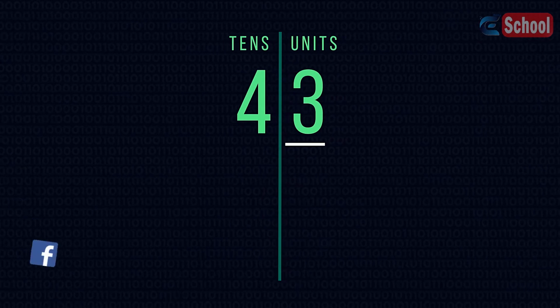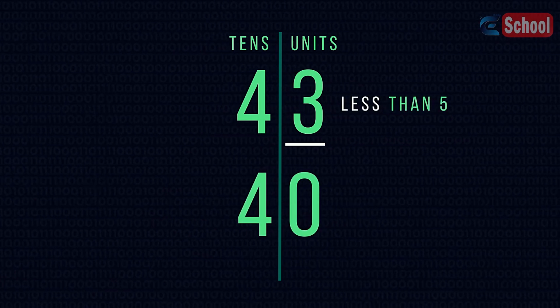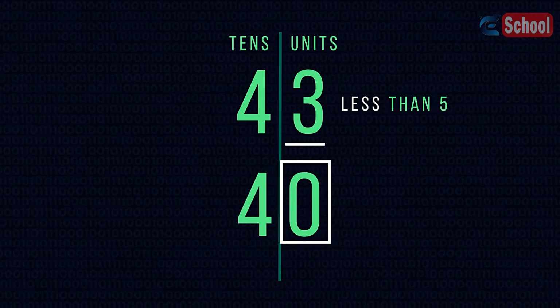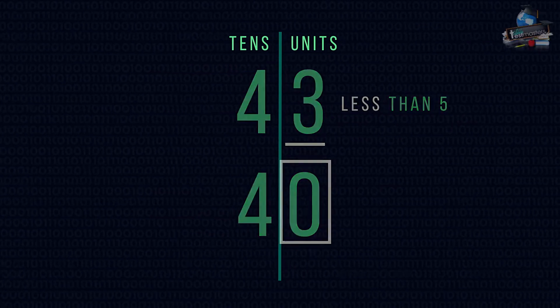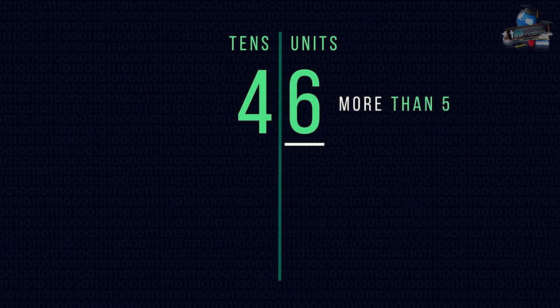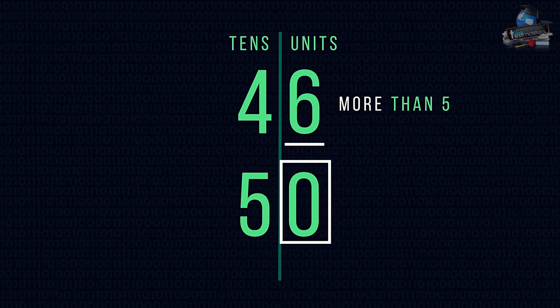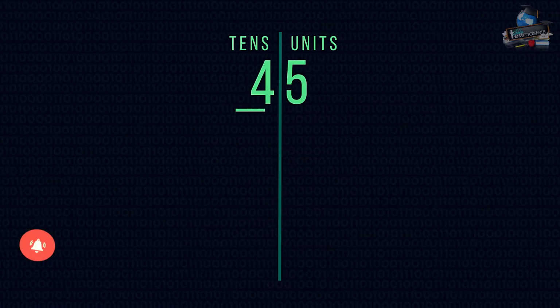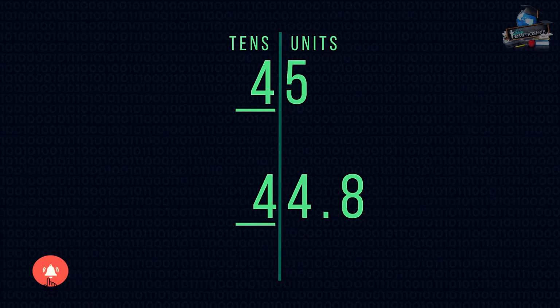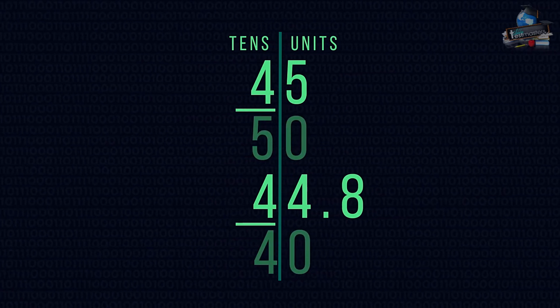For 43, it's less than 5, so we round down to 40, replacing the value right of the rounding line with a 0. For 46, 6 is higher than 5, so we round up to 50. Again, replacing the digit to the right with a 0. Try 45 and 44.8. Let's put this into practice with decimals.